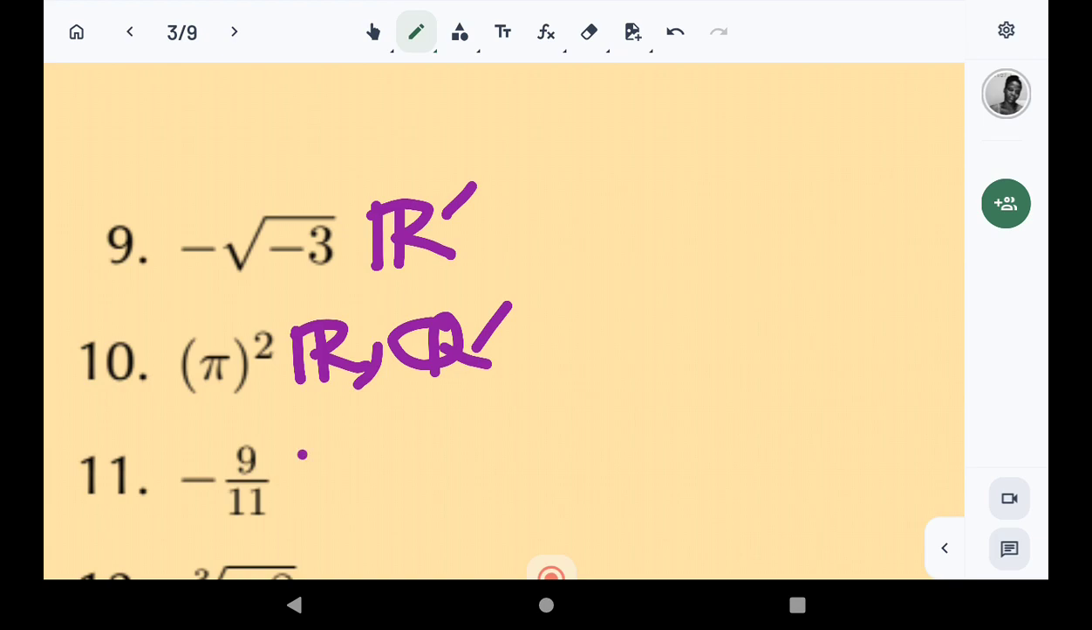-9 over 11, that's real. Rational, yes, it's an integer over another integer, but that's where it ends. It's not an integer.